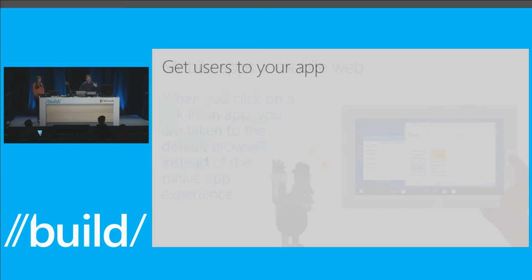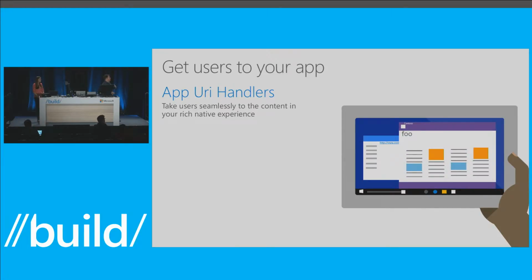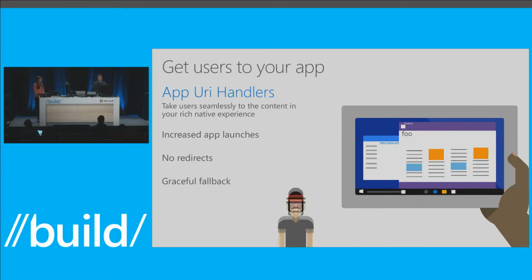So what we've done is we've created a new API called App URI handlers, which allows you to enable your app to be seamlessly launched when users hit HTTP links for your experience. Of course, this will increase your app launches. You won't get that kind of redirection. Some of you are doing this today, trying to get this kind of experience by redirecting to a website and then back to an app, and you have the browser come up for a little bit. But if the app isn't on the system, we'll gracefully fall back to that web experience. So the user always gets a good experience, and they're happy.